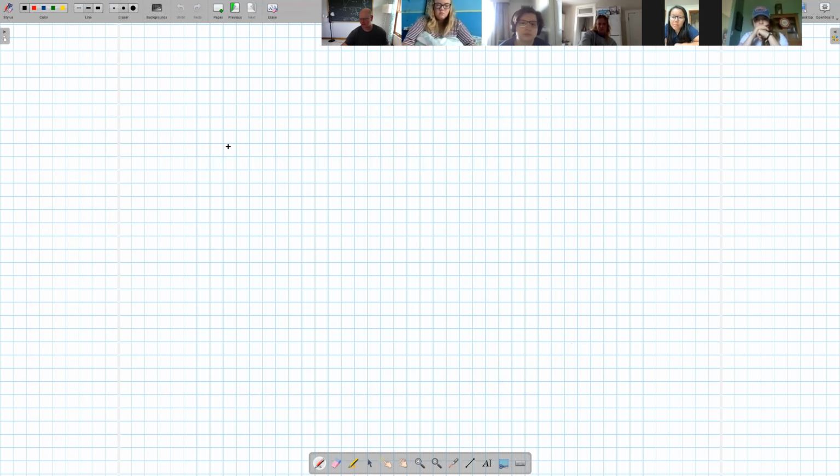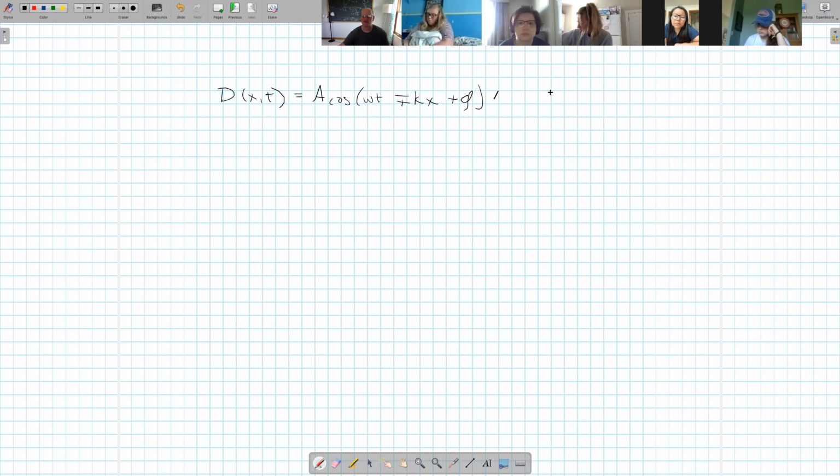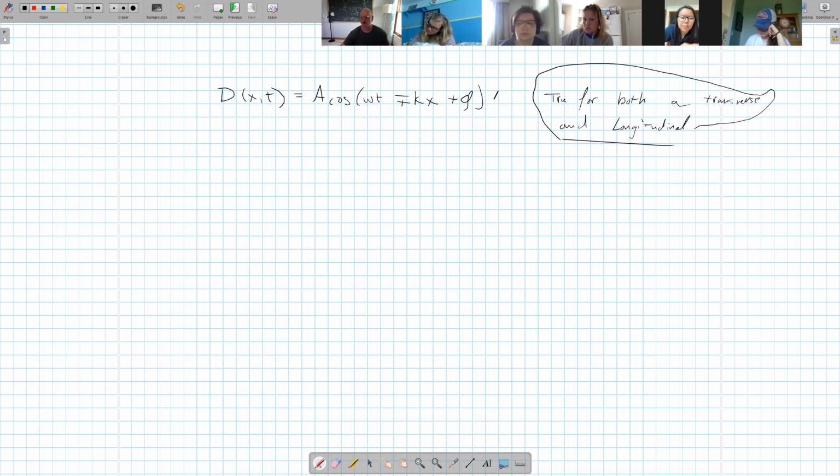Let me bring that back up, where we said that the wave was described as the displacement at a position at a time equal to A times cosine of omega t minus/plus k times x plus phi. This is actually true for any type of wave. It doesn't matter if it's a longitudinal wave or a transverse wave. This is true for both. So mathematically, these two are described by exactly the same thing, as long as they are traveling waves.